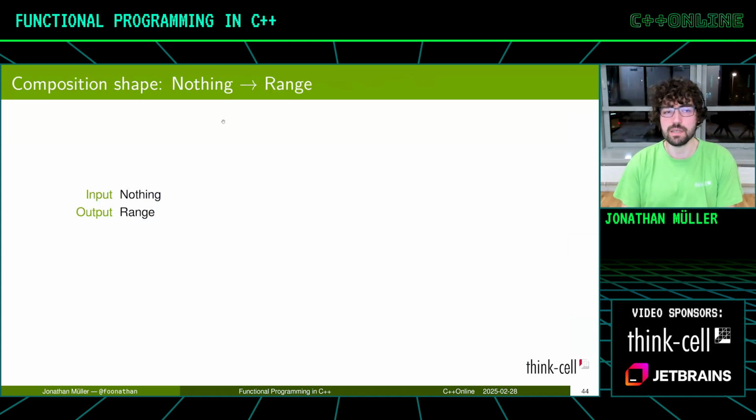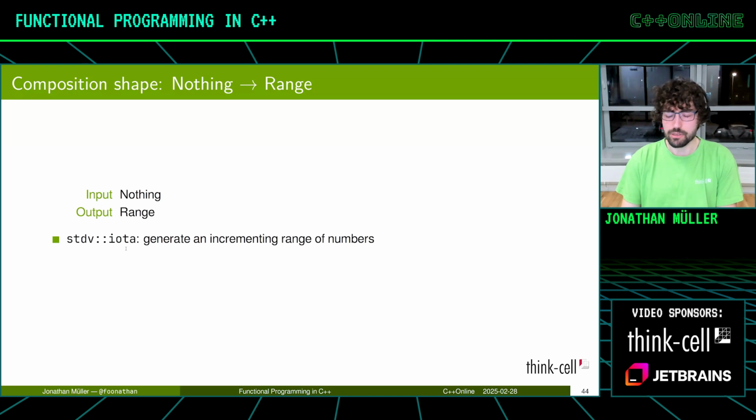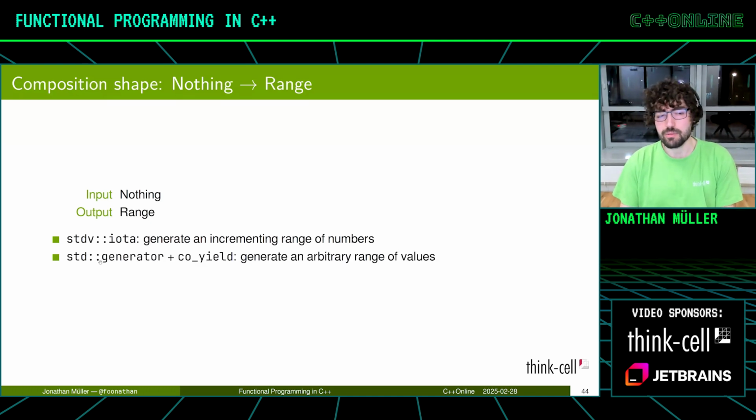So the composition shape here is creating a range out of nothing. A really useful one is using iota to first start with numbers and then use transform to turn them into the actual values. But if that's a bit too wasteful, then you can also use a generator and co_yield, and then you can easily generate an arbitrary range of values.